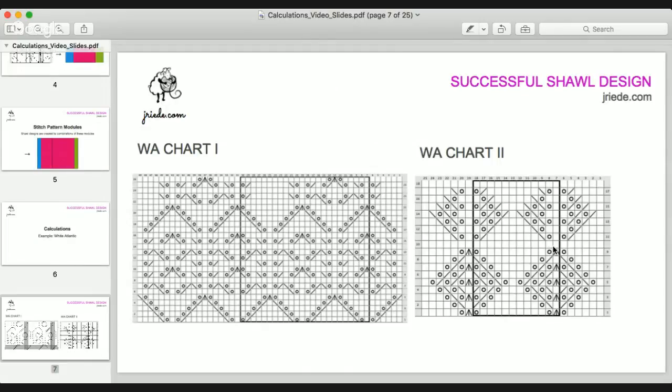White Atlantic has 2 main charts, listed here as White Atlantic chart 1. This is this one. It's a rather huge stitch pattern. And again, the section outlined in black is the repeat. And we got a second chart named White Atlantic chart 2. And in this case, it's a bit smaller, got a different stitch count. We will learn about that later. And again, the section outlined in black is repeated.